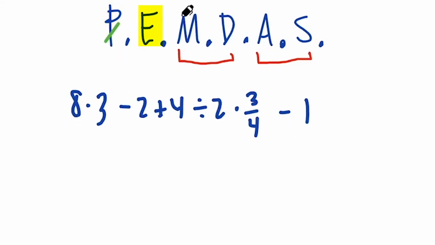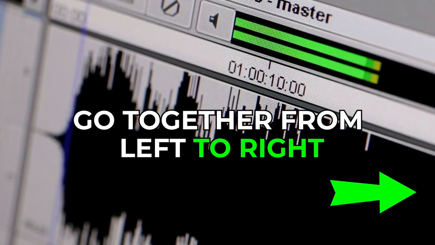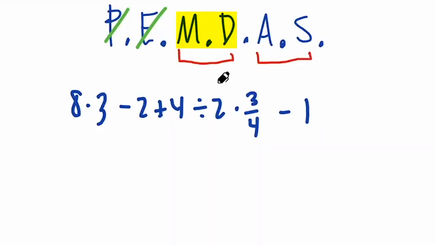How about exponents? That's the E. We got to do that next. There are no exponents. We don't have to do that either. Now we do multiplication and division, and what's important is you see I bracketed these off here. These go together from left to right. We don't do multiplication first, then division second. That's not what this means. We do them together from left to right because really multiplication and division are the same thing. So multiplication and division go together from left to right.